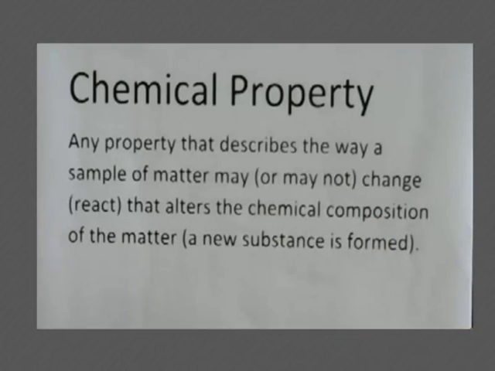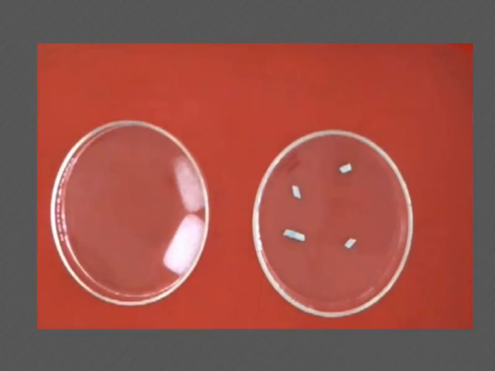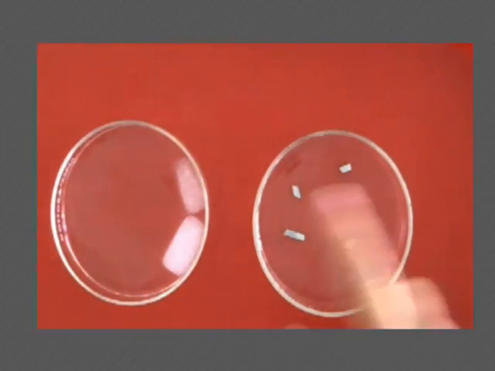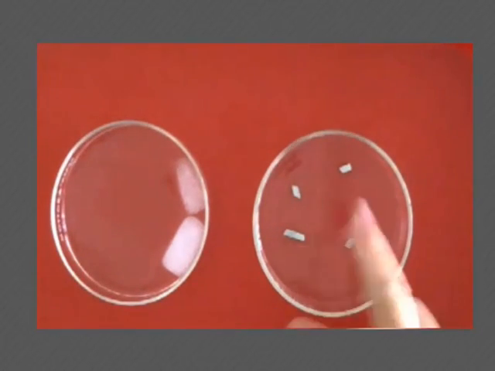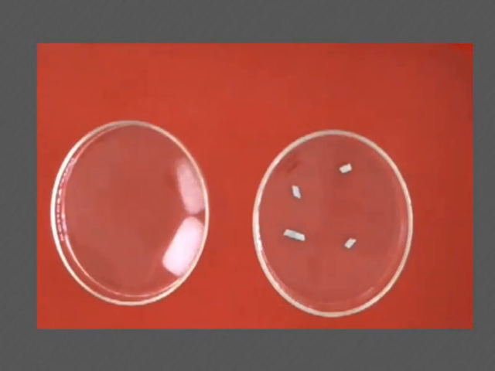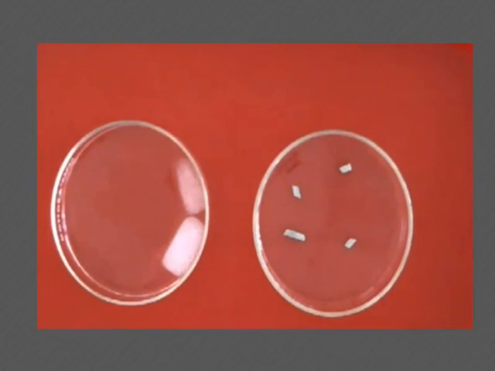Well, what could I do to them to get a new substance? Well, I could take the magnesium, and you might know that metals react with acid. So I could react the acid with the metal, and I could get a brand new substance. So what new substances would I get? Well, it would depend on the acid I put in here. If I used hydrochloric acid, I would get magnesium chloride and hydrogen gas. So different substances than what I started with.